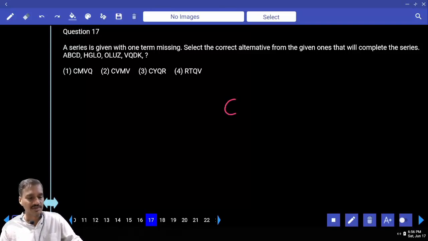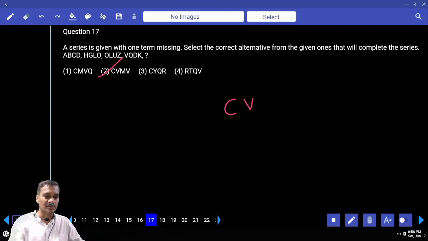Then the second one, B and G, plus 5. Plus 5, plus 5. Q plus 5, 22 plus 5. And 17 plus 5, 22. C and V. Among the given choices, C and V, choice 2, question number 17.